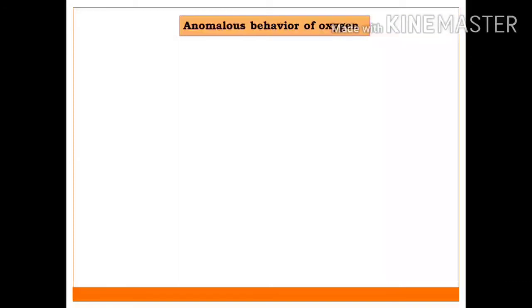Just now in this problem, we saw that the first member of a group differs in behavior, that is properties, from the remaining members of the group. And hence we say that the first member shows anomalous behavior. Anomalous means somewhat different behavior. Let us see group 16. The first member is oxygen. So in group number 16, anomalous behavior is observed in the case of oxygen.